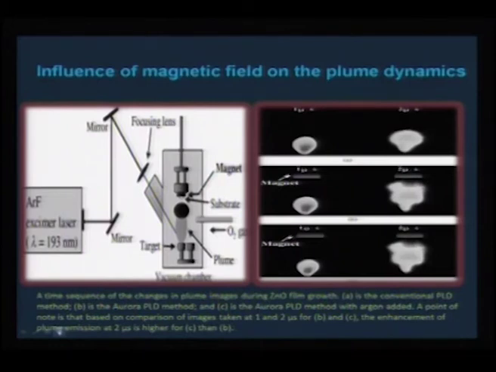And another refinement has come. This is called the Aurora PLD method. This is the typical PLD process, but what they have inserted here is, near the substrate, they have placed a magnet, and you can see once you do that, the zinc oxide plume that is reaching the substrate, the plume dynamics changes here. You can see the plume is traveling, but it is not clearly reaching the substrate here, whereas in the case of the Aurora method, where they have kept this magnet near the substrate, the plume is actually reaching up to the substrate. Therefore, the plume dynamics changes.